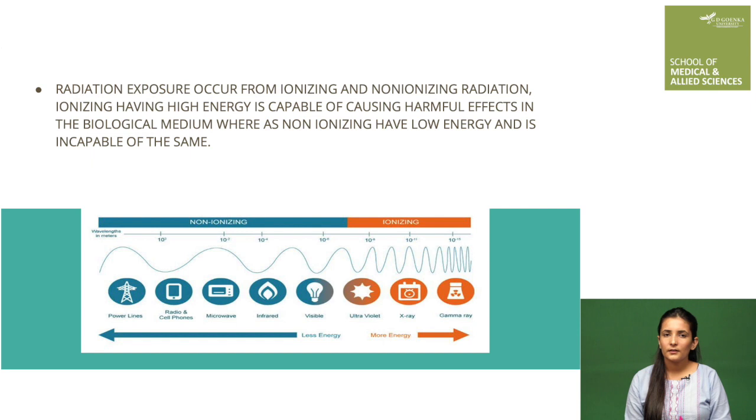We categorize radiation into two types, ionizing and non-ionizing. Ionizing radiation carries more energy, which is enough to ionize atoms and molecules and break their chemical bonds. Ionizing radiation consists of alpha, beta particles and gamma rays. This type of radiation is capable of causing harmful effects in the biological medium through which it travels.